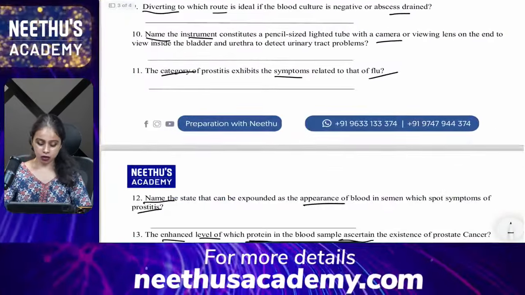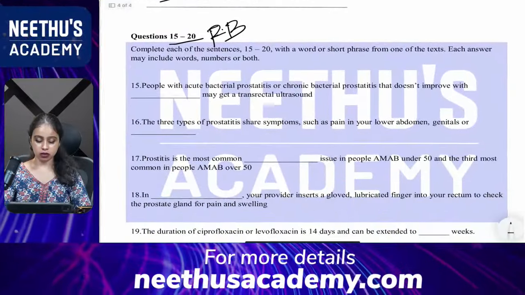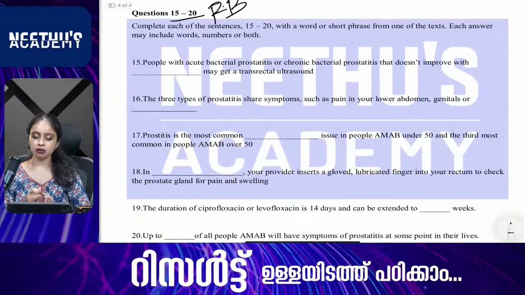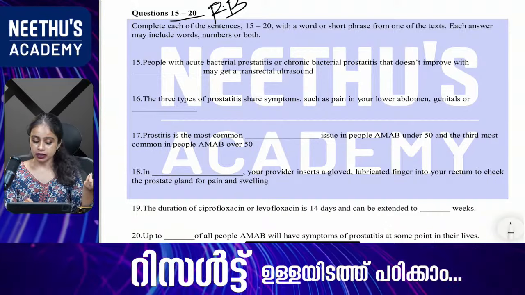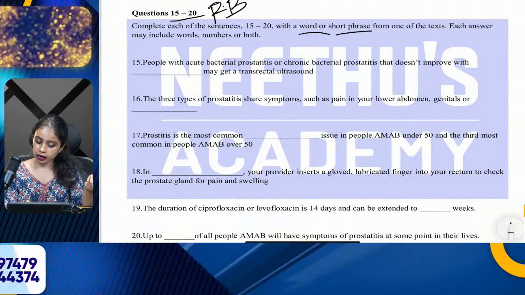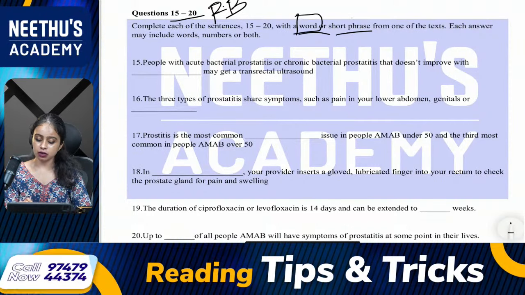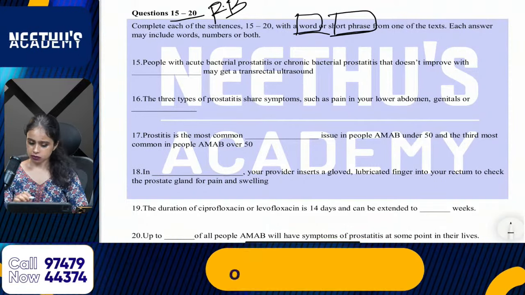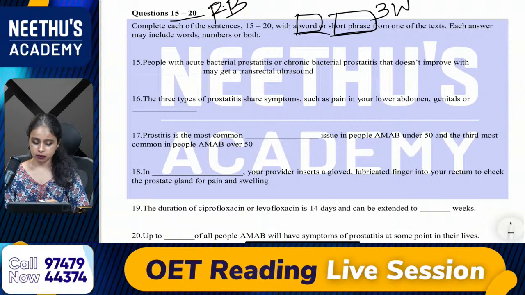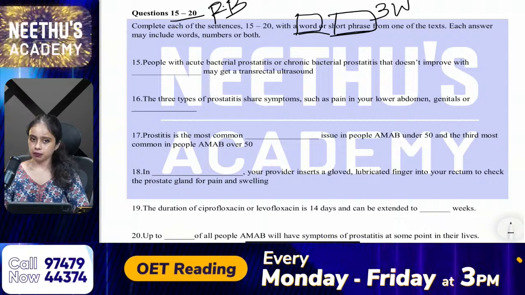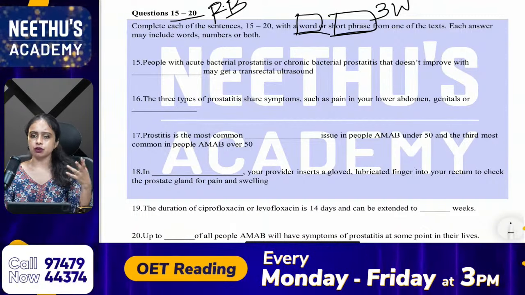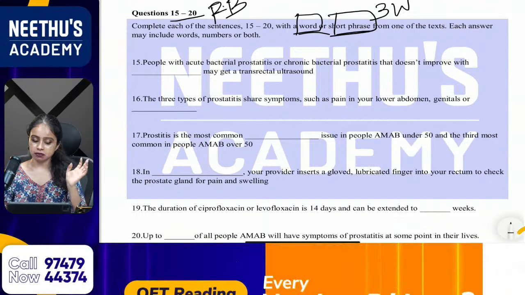Okay, now we are moving to the rest of the questions, 15 to 20, fill in the blanks. When you do fill in the blanks, same recommendations, same instruction. You can write a word or a short phrase, maximum 3 words, and don't repeat the words from the question. It is applicable for short answer questions as well as fill in the blanks.